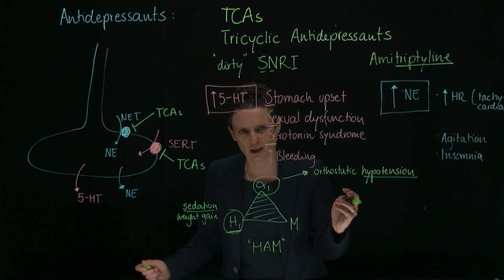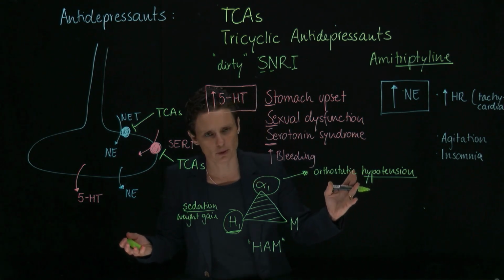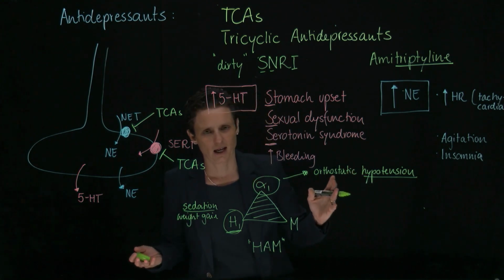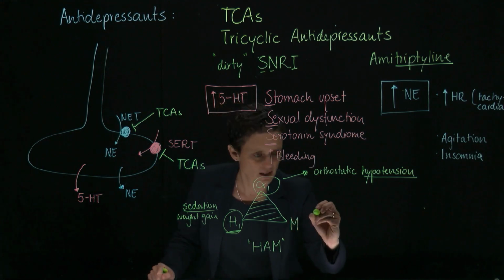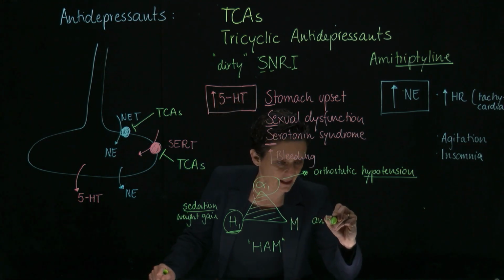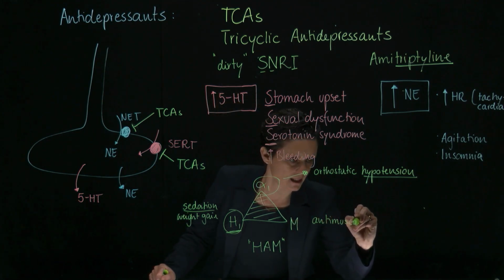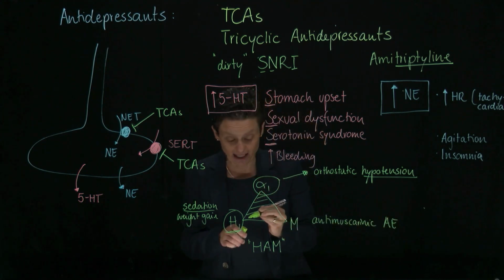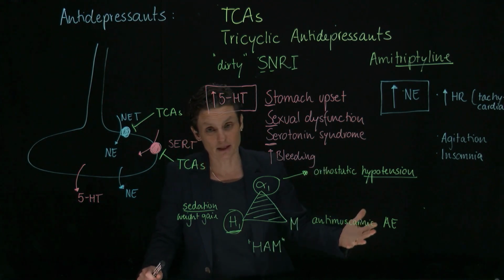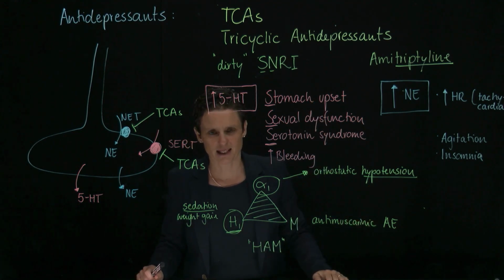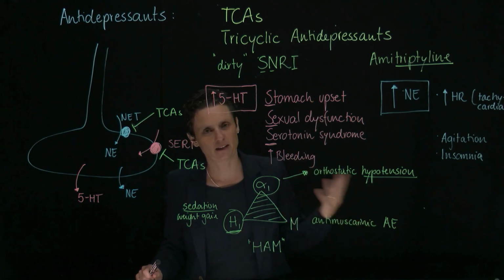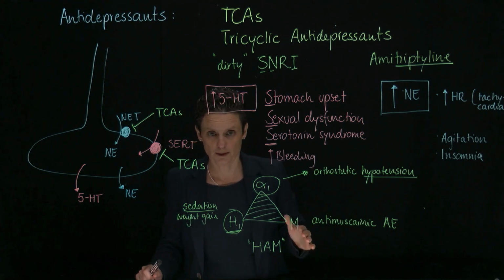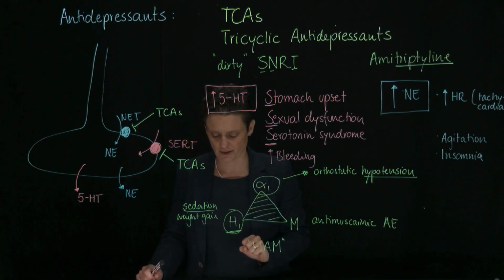Antimuscarinic, I hope you know some of them: dry mouth, blurred vision, constipation, urinary retention. So the typical antimuscarinic adverse effects. So these are the TCAs, very similar in their mechanism of action, same as the SNRIs, but have definitely more problems, particularly from this off-target effect.